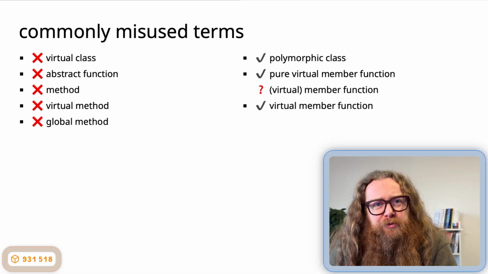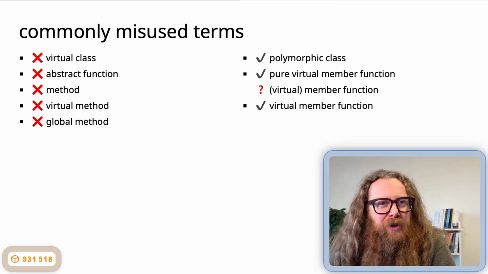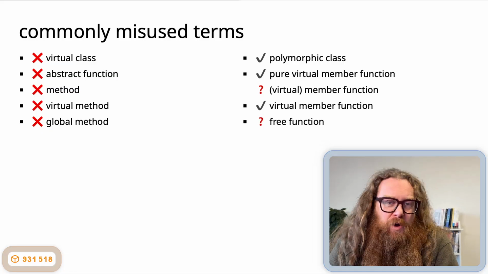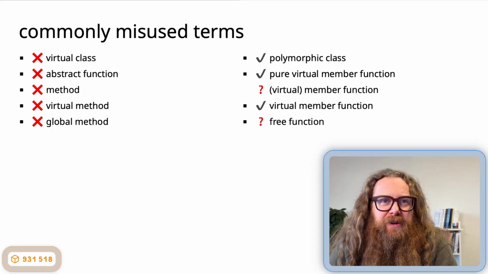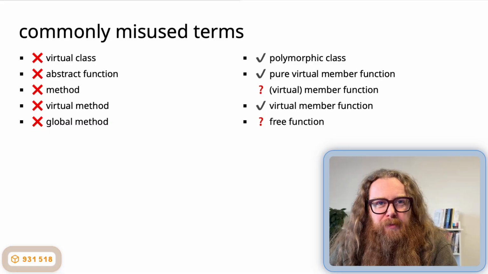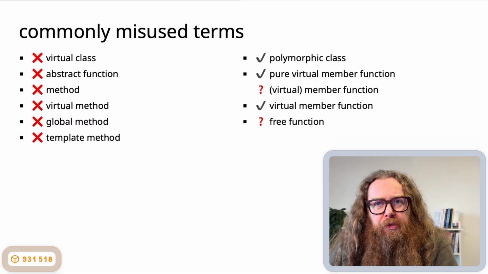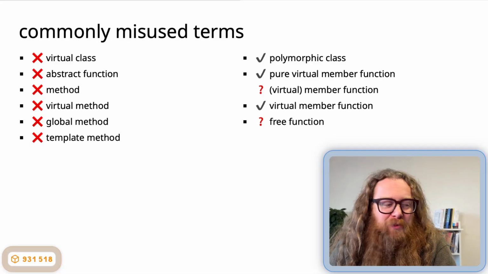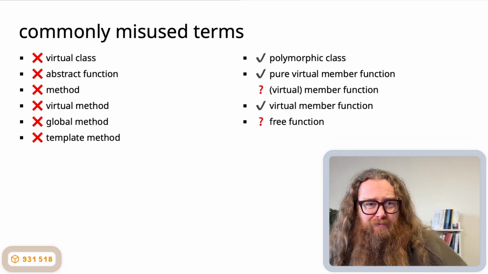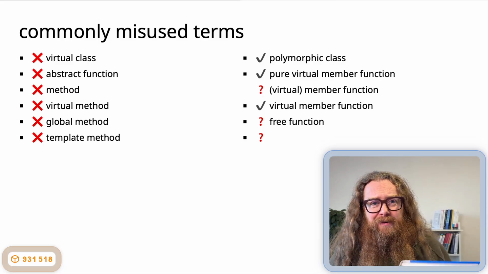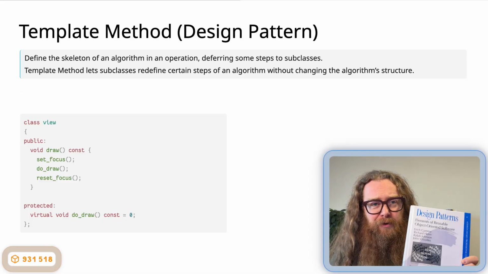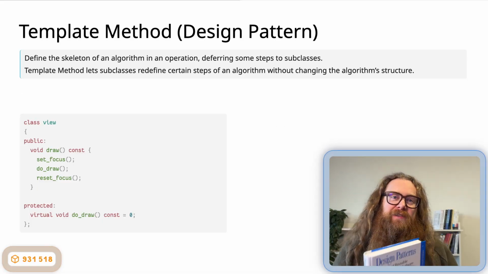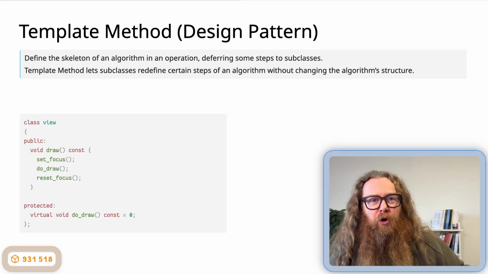But the confusion is perfect if someone uses the term global method. Well, what do they mean by method now, right? We can guess what they actually mean is a free function when they say global method. But this is a tricky one. A template method. What is that? Well, the book Design Patterns from the Gang of Four contains a design pattern called template method.